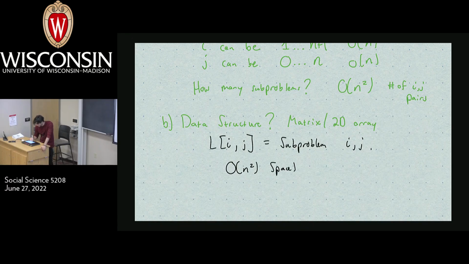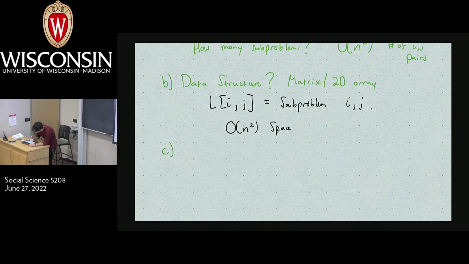Any questions about the data structure and subproblems? Cool. So what was C? This is problem dependencies. This is where it's going to get crazy. So this is the main hard part of dynamic programming.